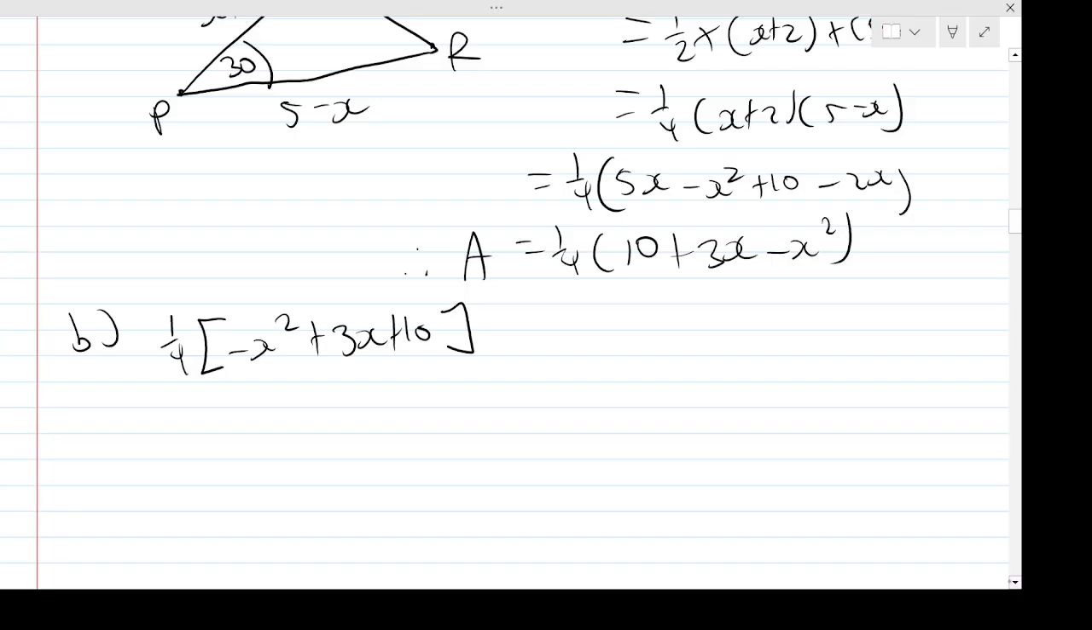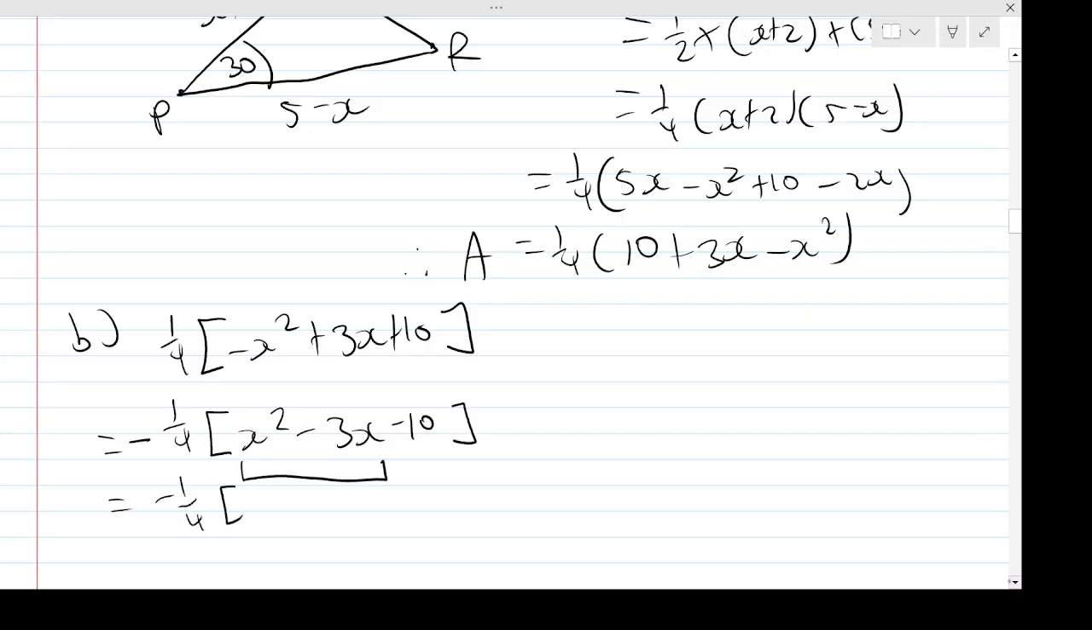So then, remember, I firstly want to factor a negative out because I have a negative x squared. So I can factor negative out of everything. And so I'm going to have x squared minus 3x minus 10. And so at this point then, I have minus a quarter.